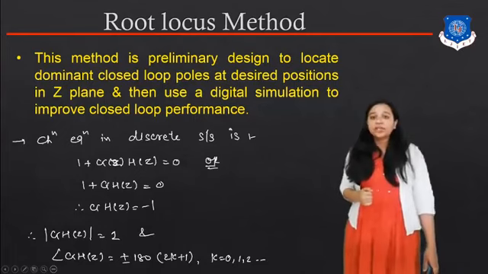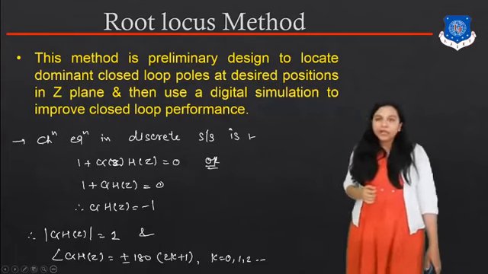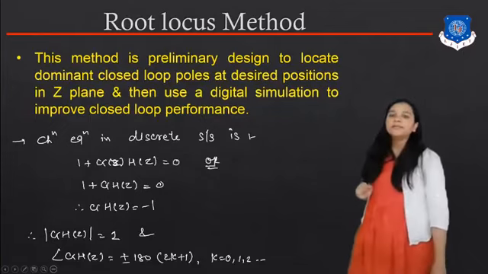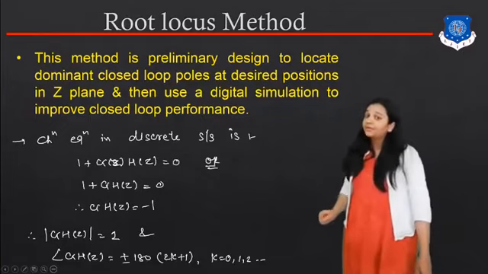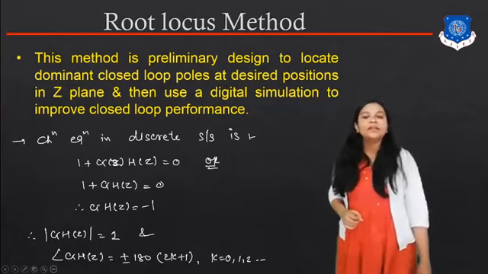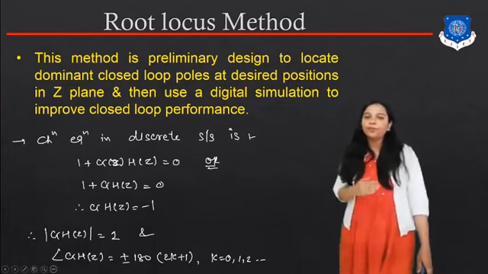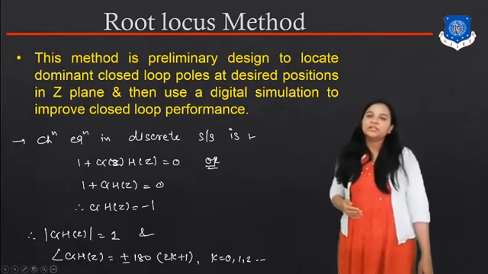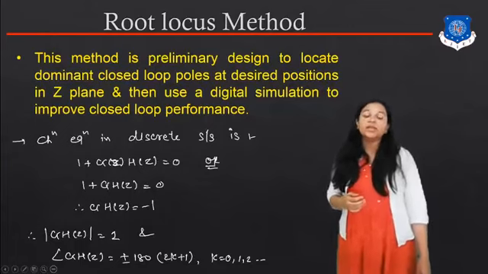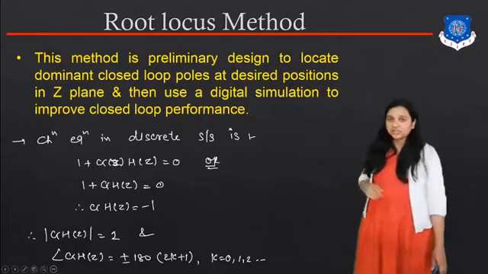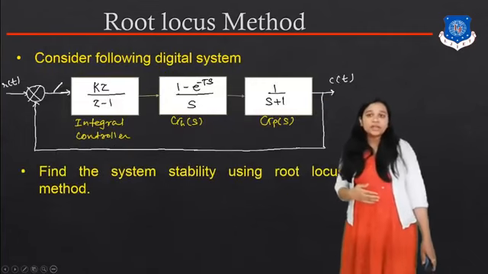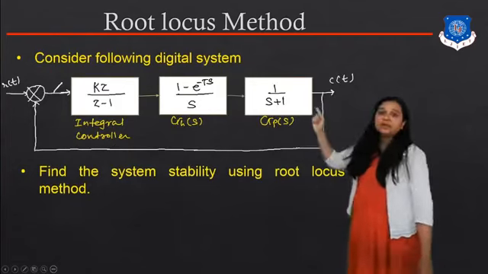And the angle equation for this particular transfer function is the angle of GH(z) equal to plus or minus 180 degrees times (2k plus 1), where k varies from 0, 1 up to n. So using this method, first of all, we have to derive the characteristic equation of the discrete system. Now the next step is that we consider the following digital system.